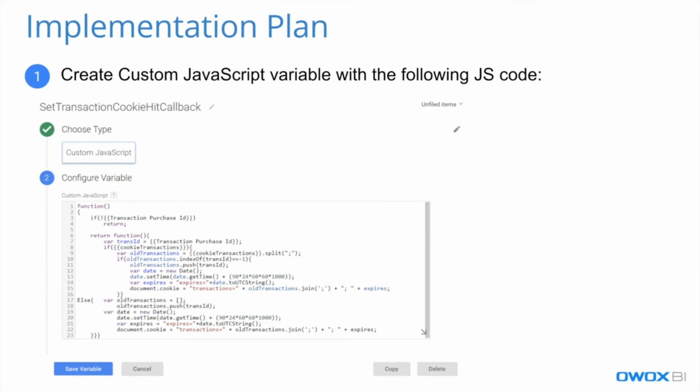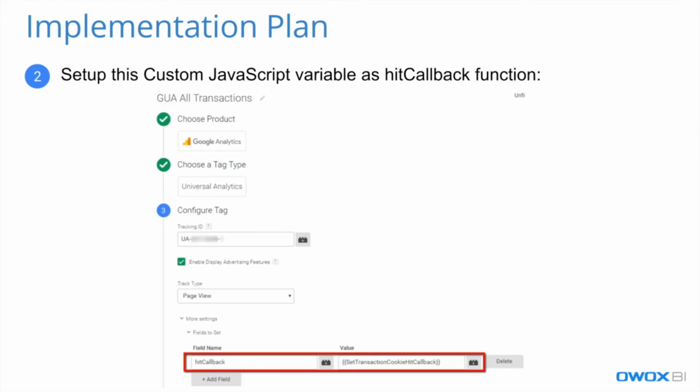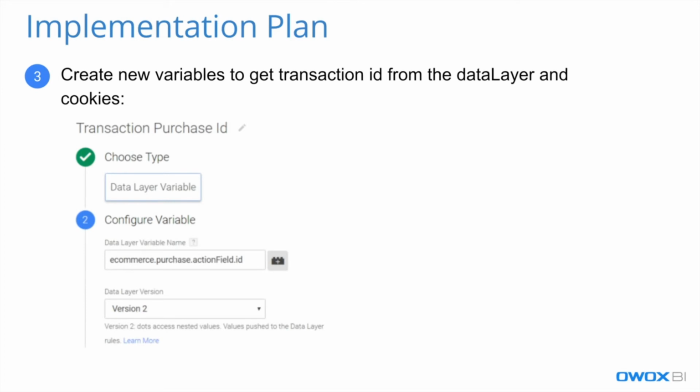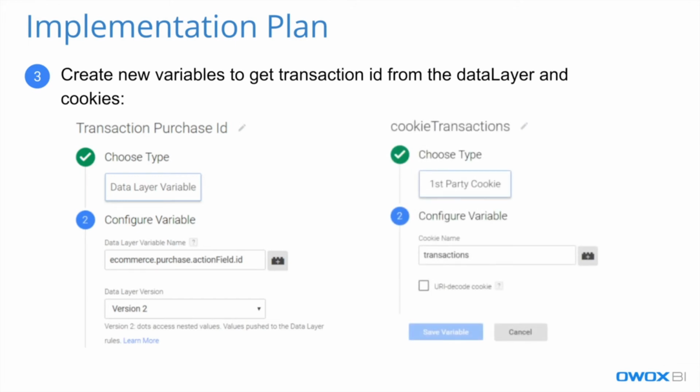First of all, you need to create JavaScript variables in Google Tag Manager with the following JavaScript code. This function will set the transaction ID in a browser cookie. Now you should specify the name of the variable you have created in the tag that will send the transaction into Google Analytics. To read the ID of the transaction from the data layer, create a data layer variable. To collect the ID of the transaction that sent the cookie, you need to create a first-party cookie variable.